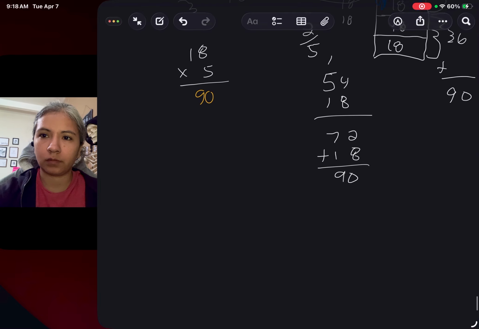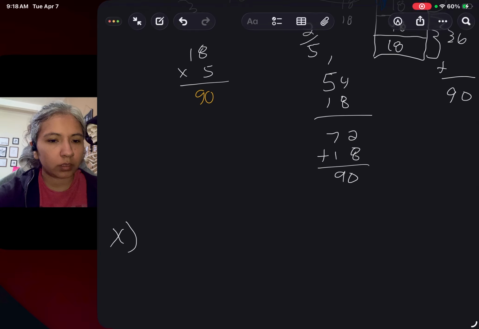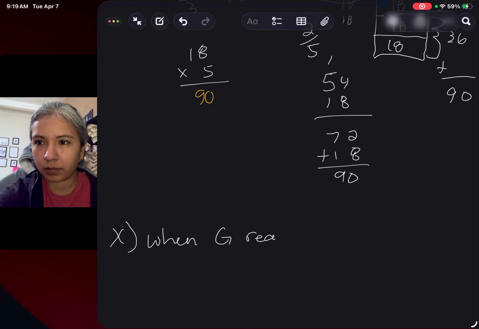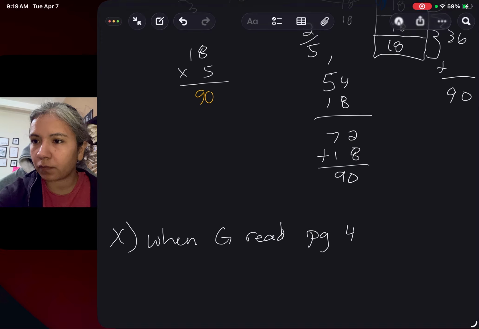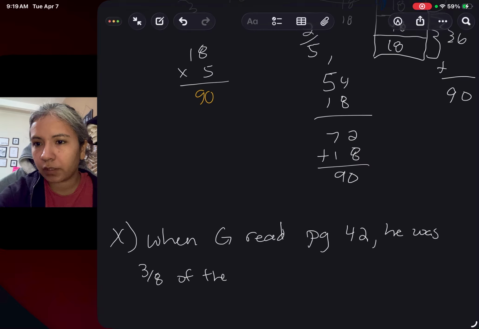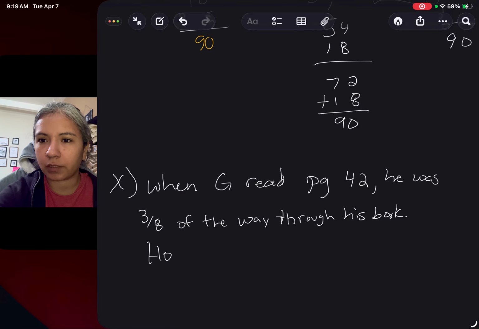So now let's do another example. Let's say when Grayson read page 42, he was 3/8 of the way through his book. So, how many pages are in the book?